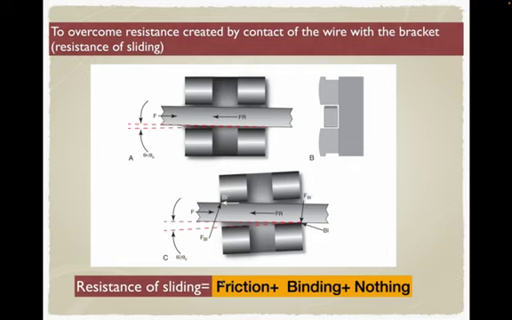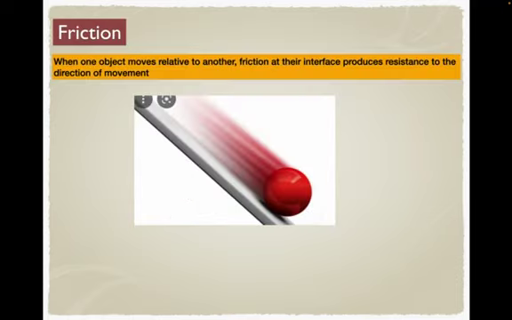So we will start with the friction as a resistance of sliding. When two objects move relative to each other, friction at their interface produces resistance against the direction of the tooth movement. So if you look at this ball sliding on this surface, friction will be in the opposite direction, trying to slow this ball down until it stops. If we don't have friction, if you slide a ball on the floor, it will slide indefinitely. But because we have friction, that friction will slow this sliding ball.